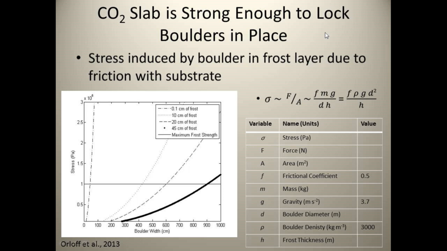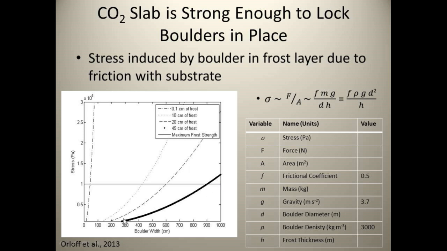And so that stress, which is a force per area, is the friction force that the boulder would experience times the area in contact with the ice. This is equal to the frictional coefficient times the density times the gravity times the diameter squared of the boulder divided by the height. And when I do this for various frost slab thicknesses, I produce this graph, which shows here the maximum strength of the CO2 frost.